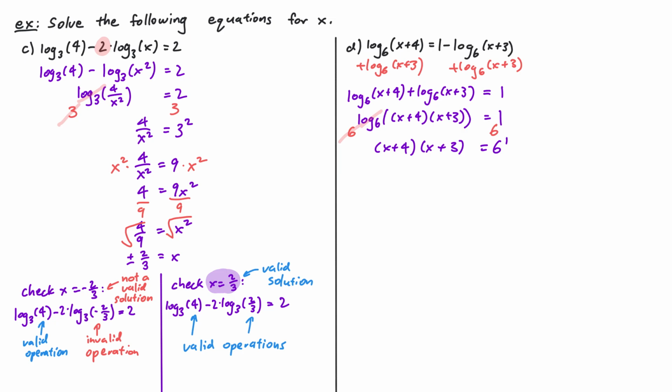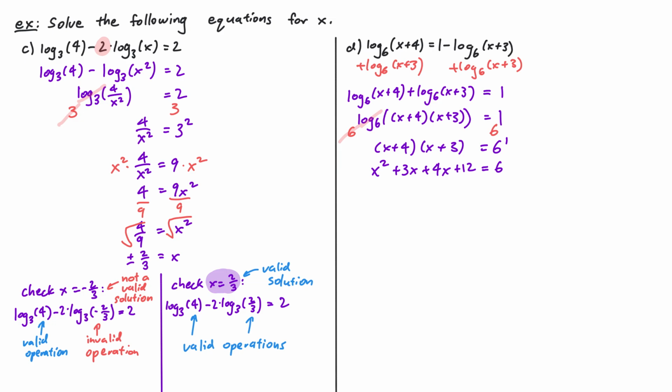Now to solve this resulting algebraic equation, what we'll do is we'll multiply out these polynomials using the FOIL method. Multiplying out the first terms, we get x squared. Multiplying the outer terms, we get a plus 3x. Multiplying the inner terms gives us 4x. And then multiplying the last terms, we get plus 12. On the right-hand side, 6 to the first power is just 6.